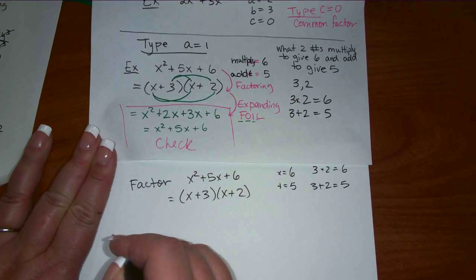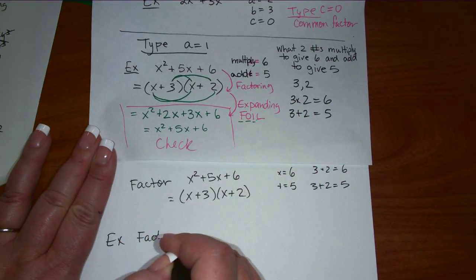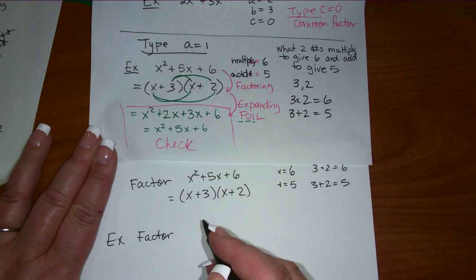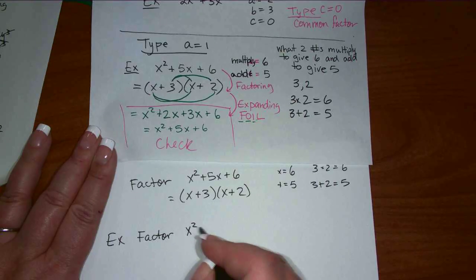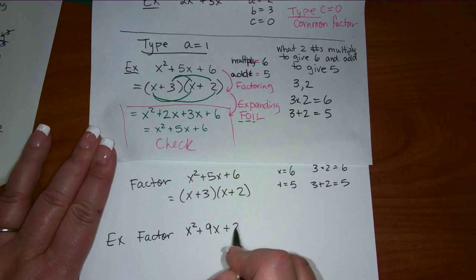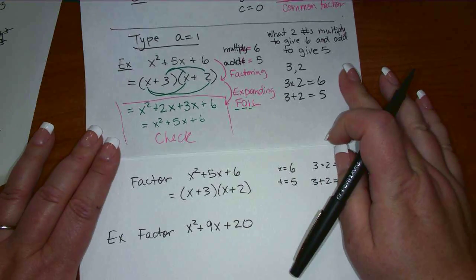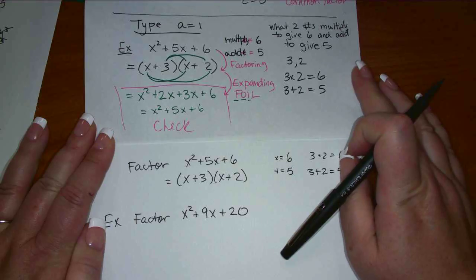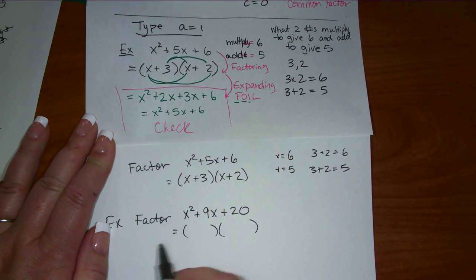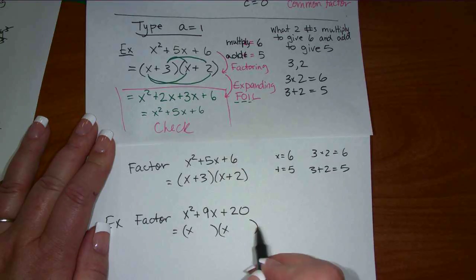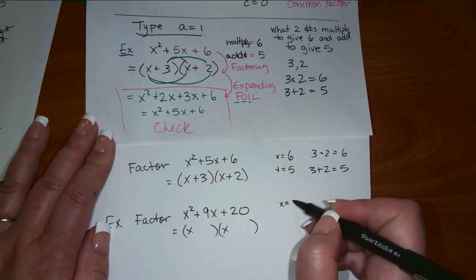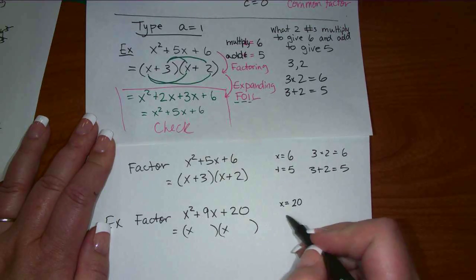Okay, so the next example. Let's keep the signs with plus for another example, okay? Because they get more complicated when we do minus. So x squared plus 9x plus 20. So we want to find the two numbers that we put in here that will what? Multiply to give 20 and add to give 9.